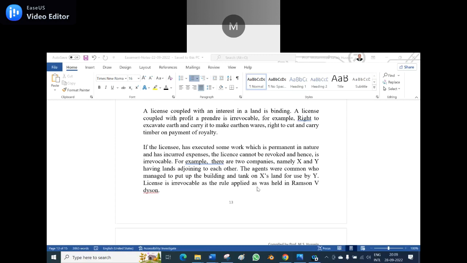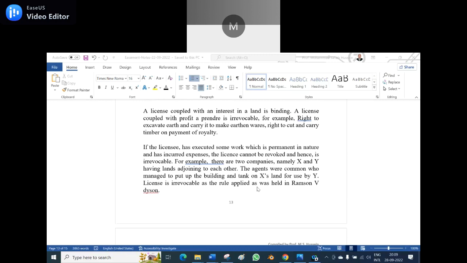For example, there are two companies, namely X and Y, having land adjoining each other. The agents were common, and they managed to put up a building and tank on X land for use by Y. Of course, when the tank is there, that water could be used by Y also. The license is irrevocable as the rule applied.